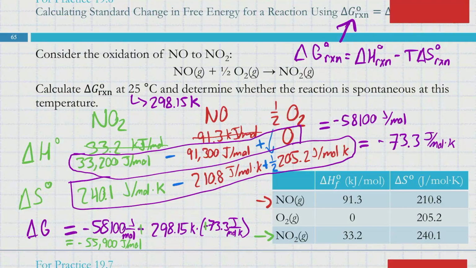Is the reaction spontaneous at this temperature? Yes, we have a negative. We have a negative change in free energy. So it is spontaneous. Questions about those steps?